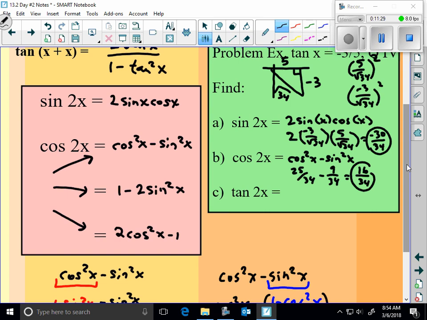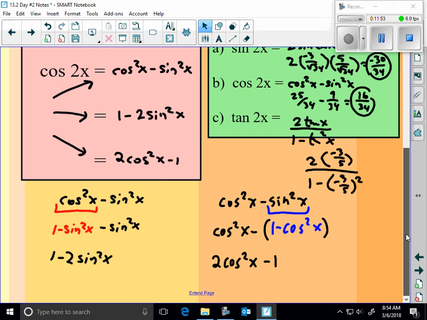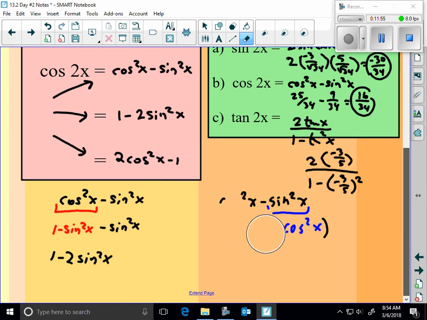Okay, tan 2x. Tan 2x can be 2 tan x over 1 minus tan squared x. So what is tan x? It's negative 3/5, I think. So 2 times negative 3/5 over 1 minus negative 3/5 squared. Let me get some more space down here to work.